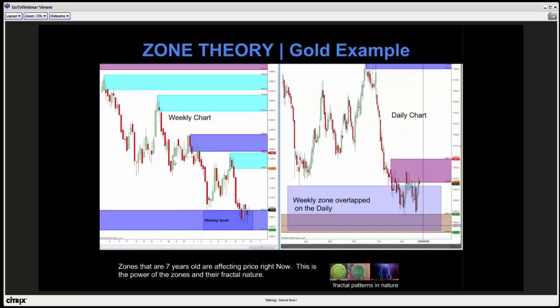So very simple ideas, very simple concepts, but if we don't know where these levels are, we can't really take advantage of them. So here's an example of gold. This level is 7 years old that we've been hitting, okay? I don't know if you guys are aware of this, but this zone is a 7-year-old weekly zone, a 7-year-old daily zone for support that we're hitting off of. And look how it just kisses price and amazingly shoots up. I just find that absolutely amazing. I'm still absolutely bewildered by how this stuff works.